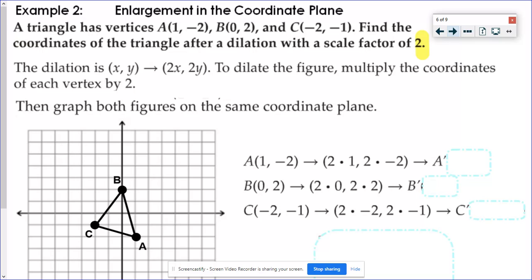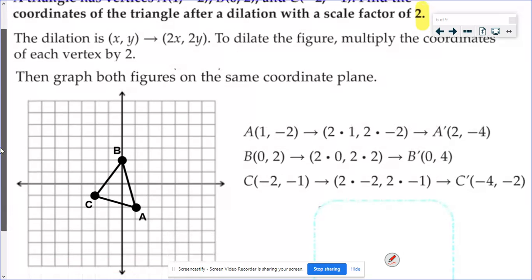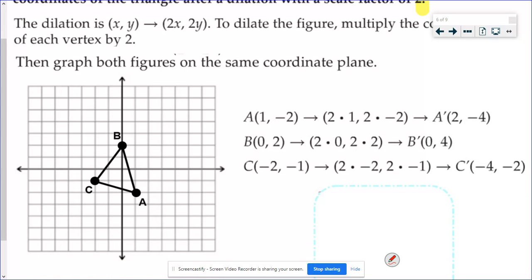Now I have a scale factor of 2. It's more than 1, it means it's going to be an enlargement. Every number in the ordered pairs is going to get doubled. So for point A at 1, -2, when I double it, that'll be at 2, -4 for A prime. B, when I double 0, I'm still going to 0. But 2 times 2 is going to be 4 for B prime. And then C prime is going to be at -4, -2. So when I graph that, A prime is at 2, -4. I'll move this just a little bit. 2, -4.